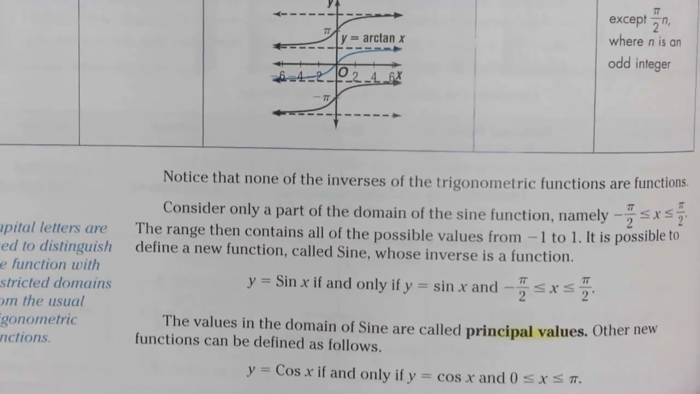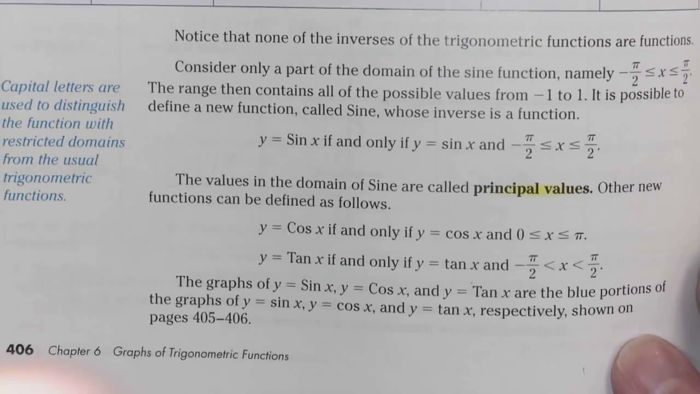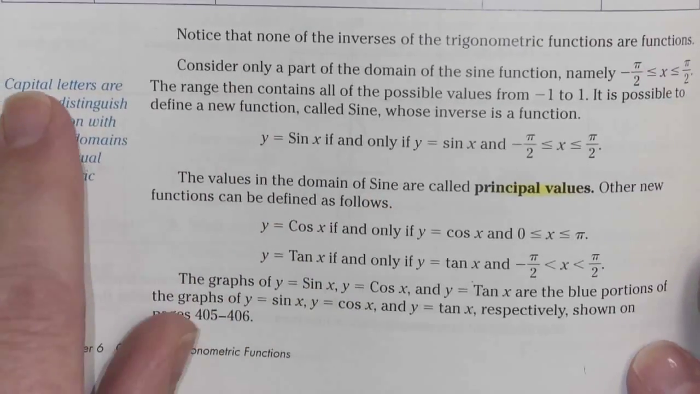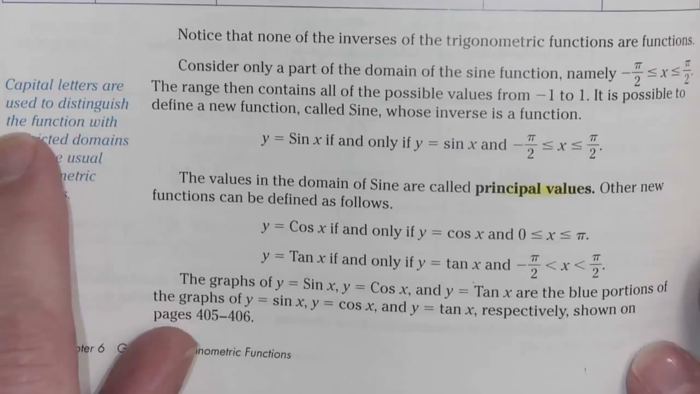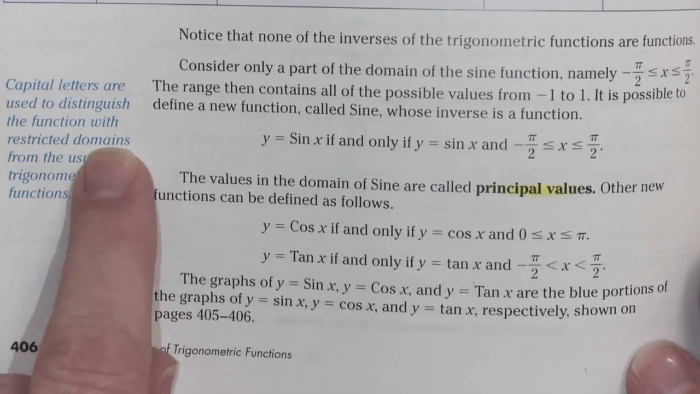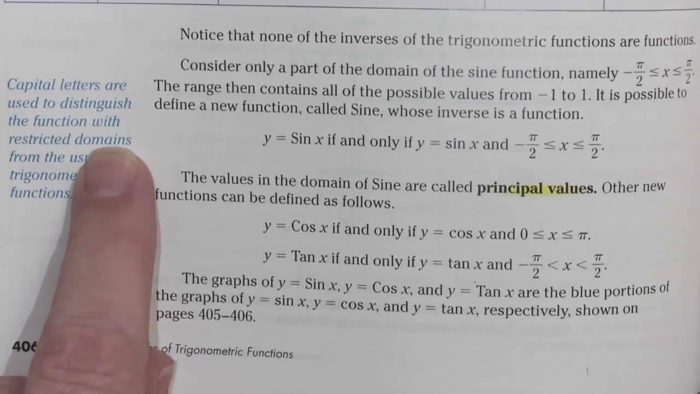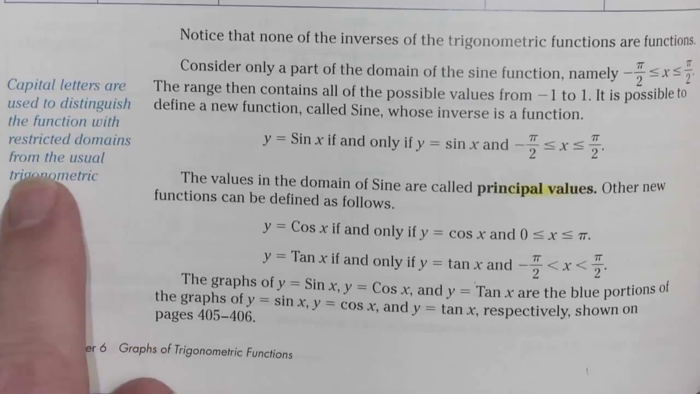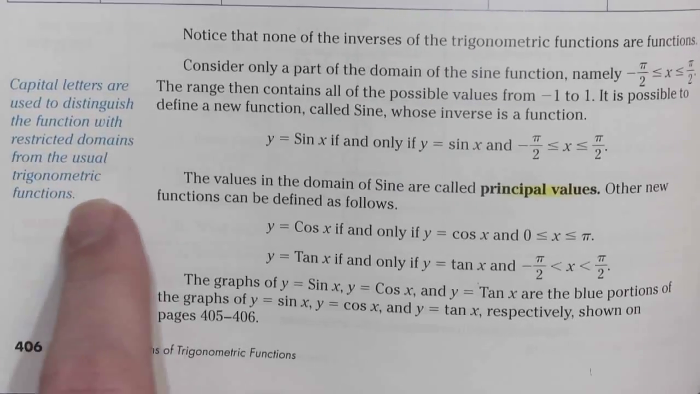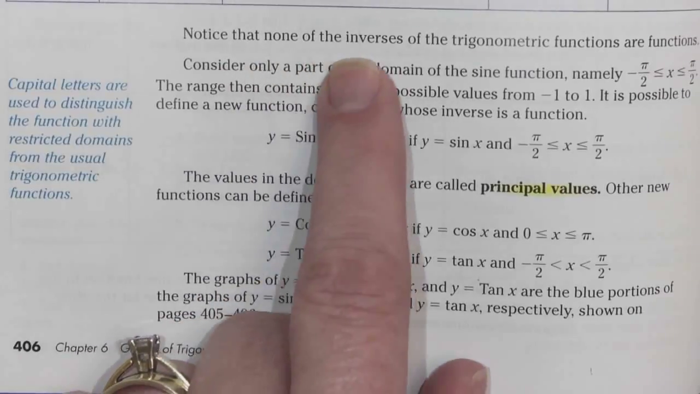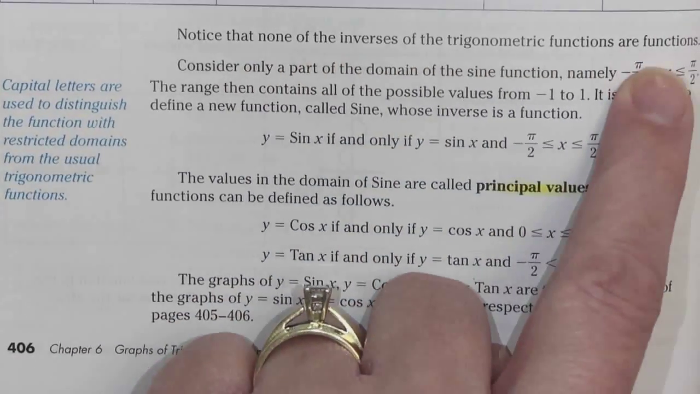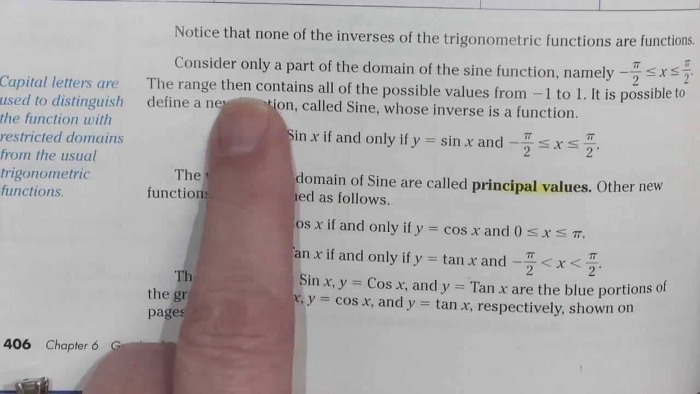Now, let's go down here and read this part of it. It says capital letters are used to distinguish the function with the restricted domains to just those principal values right there from the usual trigonometric functions. Okay, notice that none of the inverses of the trigonometric functions are actually functions, the whole thing.